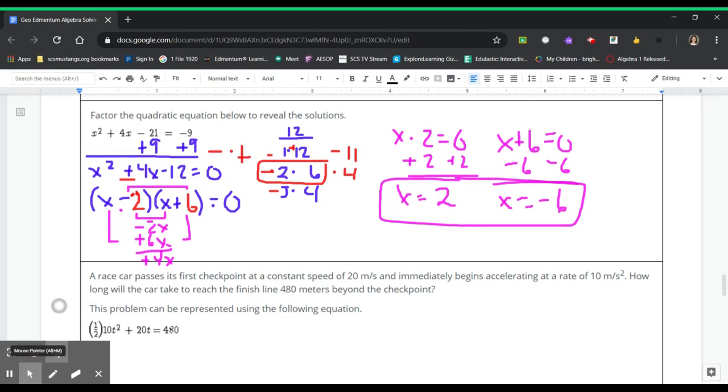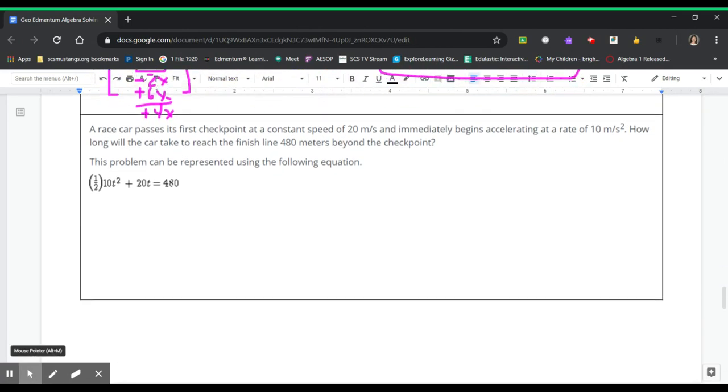All right, so word problems that they could give you. A race car passes the first checkpoint at a constant speed of 20 meters per second. There's our meters per second. And immediately begins accelerating at a rate of 10 meters per second squared. There's our 10 meters per second squared. How long will the car take to reach the finish line 480 meters beyond the checkpoint? And it can be represented using the following equation.